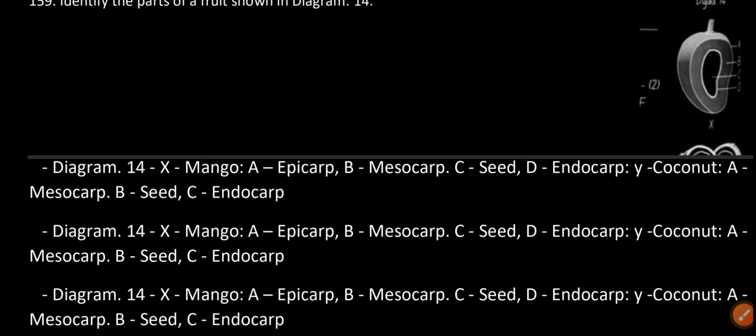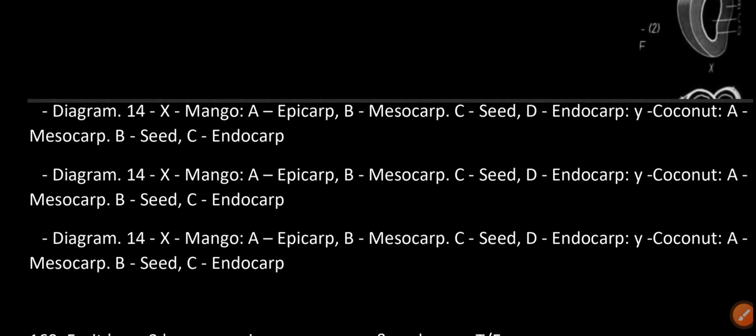Diagram 14. X is mango: A epicarp, B mesocarp, C seed, D endocarp. And Y is coconut: A is mesocarp, B is seed, and C is endocarp. Coconut.